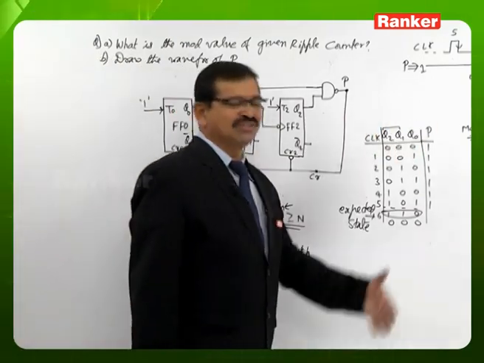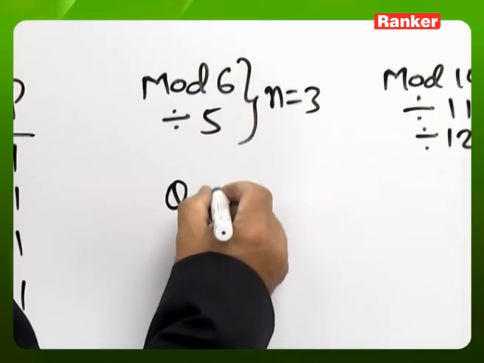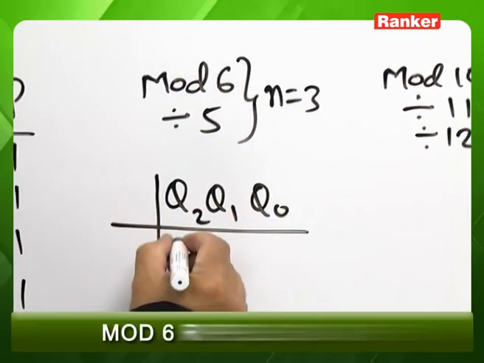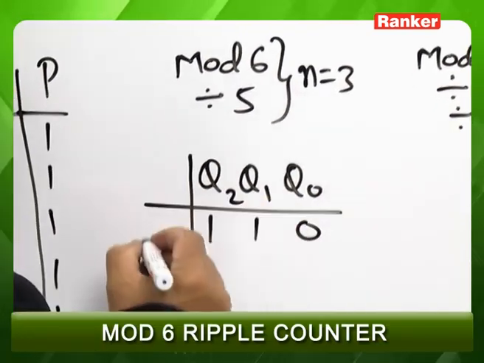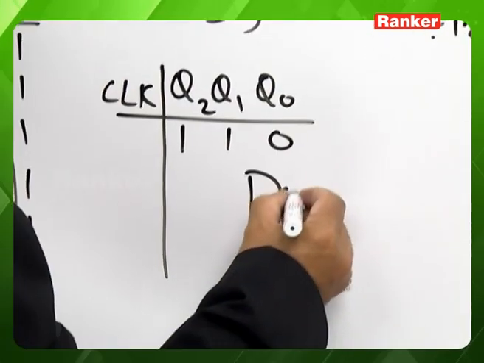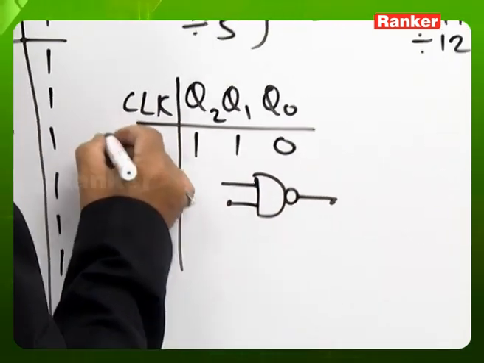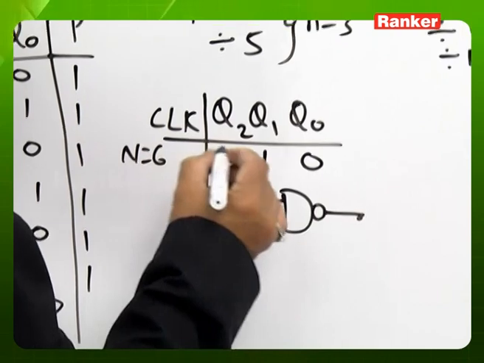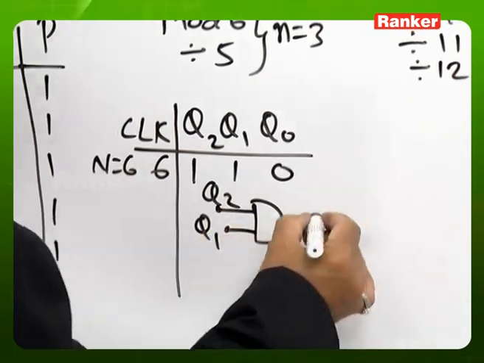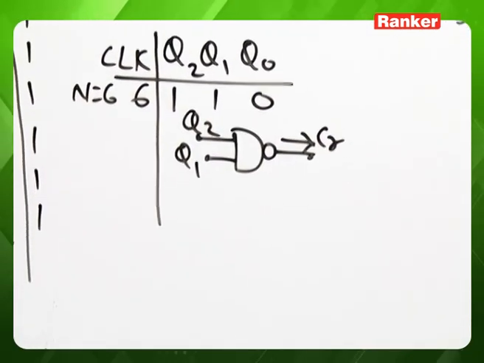So if we come to this mod 6, the expected state we are looking at is 110. Whatever flip-flops have the value 1 at the expected nth clock pulse, where n is 6, they are the inputs to the AND gate, that is Q2, Q1, and the AND gate output is coming as a clear input of all the flip-flops.